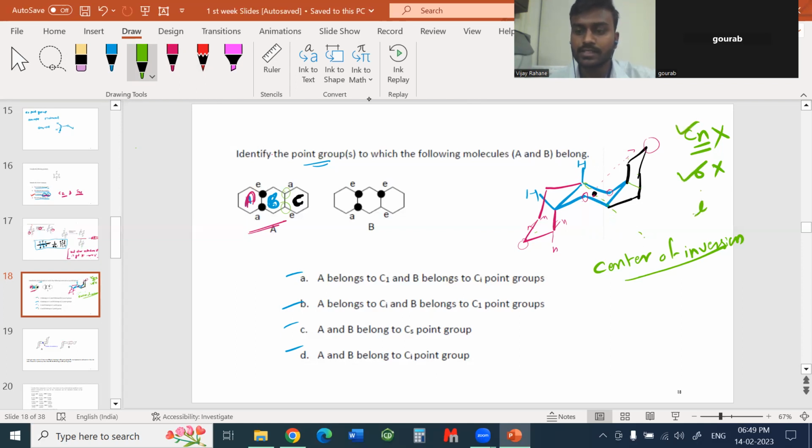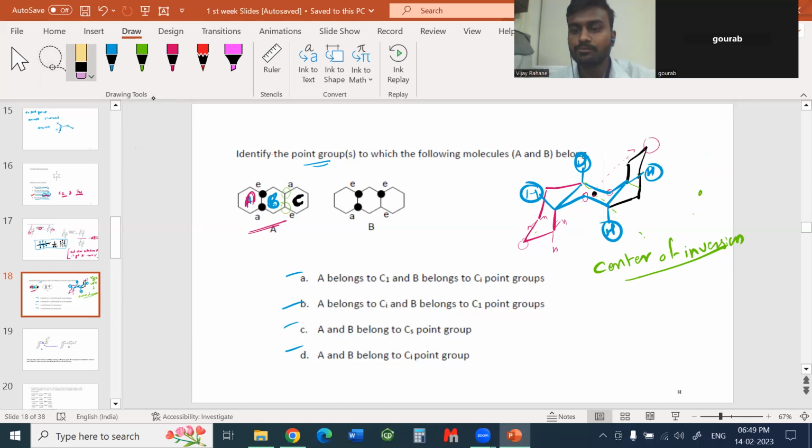We need to check whether an inversion center is there or not. We have already found out it has the inversion center. All the points have exactly opposite groups present from this center. Any point we consider, let's say this hydrogen, its opposite hydrogen will be at this position. Similarly, this hydrogen is present upward, so in the opposite direction here also there is one hydrogen. So it has the center of inversion, right? And no other element of symmetry.